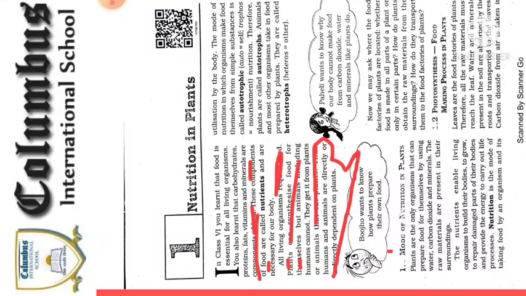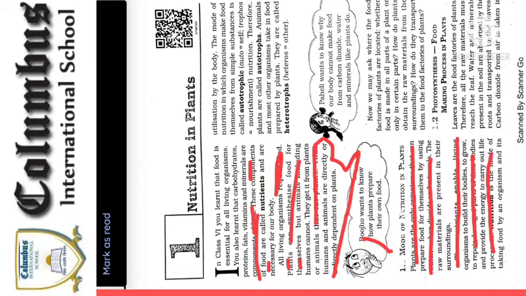I am saying it again. Green plants prepare their own food with the help of carbon dioxide and water vapor in the presence of sunlight. This process is known as photosynthesis. What are the modes of nutrition? Plants are the only organisms that prepare food for themselves using sunlight and carbon dioxide from the surroundings. Nutrients enable living organisms to build their bodies, to grow, and provide the energy to carry out life processes.